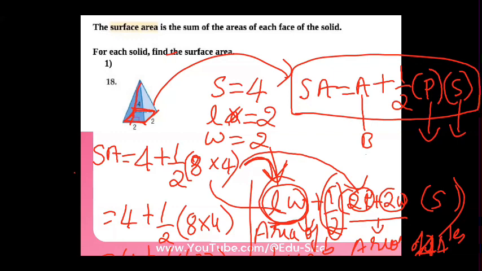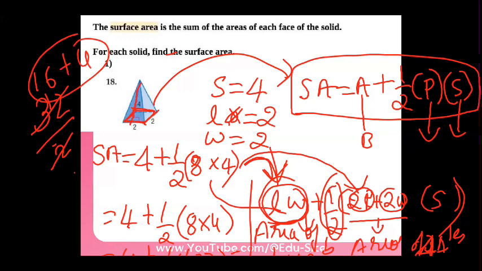Please write all of it down so that you won't forget it while you write the test. So half times 32, basically. What is half of 32? The answer is 16. Half of 32 is 16. And what about the plus 4? 16 plus 4 is 20. Excellent, Aisha. The surface area of this rectangular based pyramid is 20. Understood?